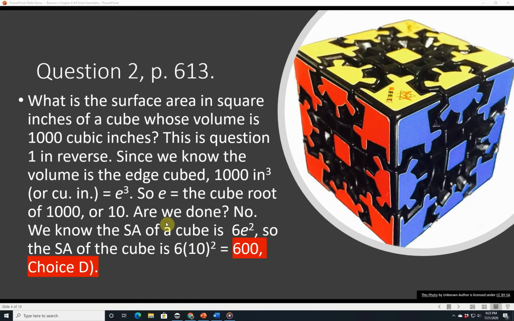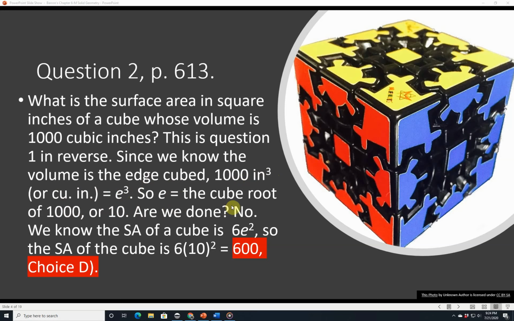Question 2, page 613. What is the surface area in square inches of a cube whose volume is 1,000 cubic inches? This is just the previous question, question 1, in reverse. Since we know the volume is the edge cubed, so it's this times this times this, it's 1,000 cubic inches. 1,000 cubic inches is equal to e cubed. So we just take the cube root of each one. We know the cube root of 1,000 is 10.